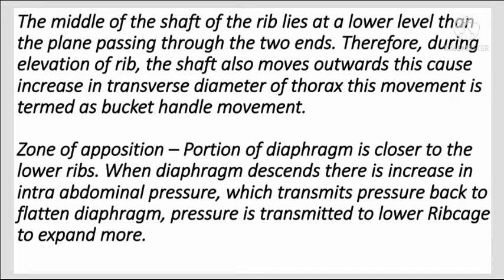Therefore, during elevation of the rib, the shaft also moves outward. This causes an increase in the transverse diameter of the thorax. This movement is termed bucket handle movement.